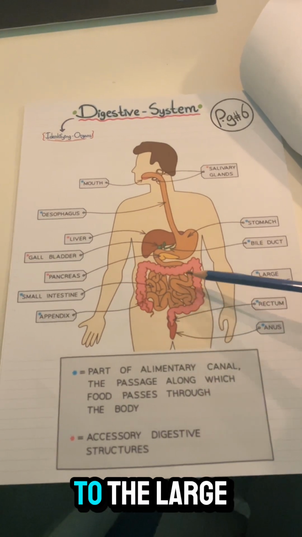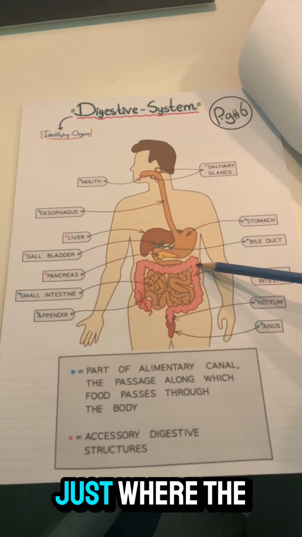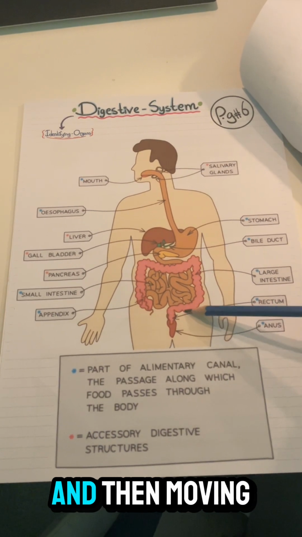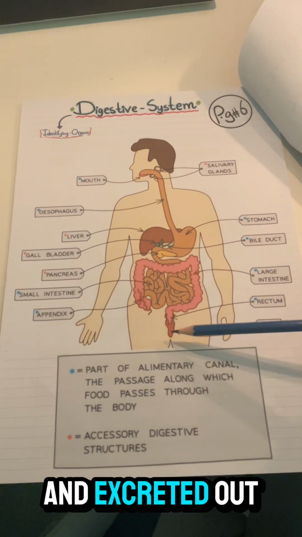After that, the food will move to the large intestine. Large intestine is just where the remaining food is going to be ingested and then moving to the rectum and excreted out of the anus.